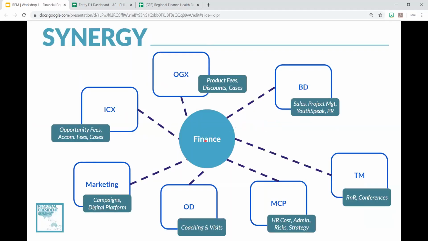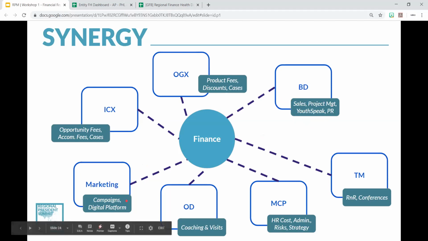When it comes to finance and synergizing with different areas, most of the time the information that you would talk about is, for example, for finance, you have to talk in terms of product fees, in terms of discounts, in terms of cases, ECB cases, ICB cases, loss cases. Same goes with ICX. You have to talk about opportunity fees, accommodation fees, or other cases as well. BD, you have to go to sales, project management, youth speak, or PR, assuming you put them in BD function. Marketing, you will have to go to campaigns or digital platform.